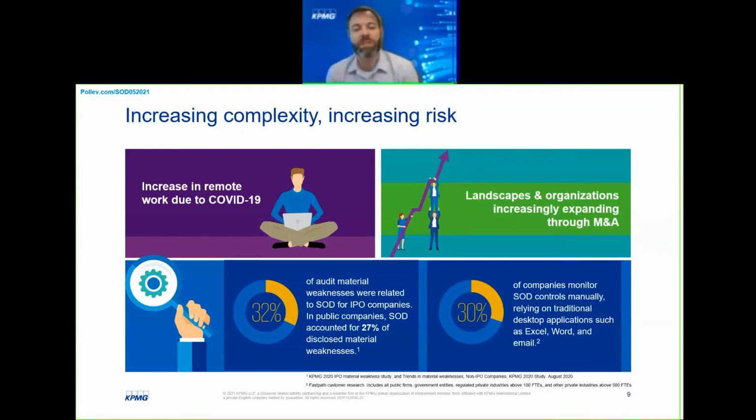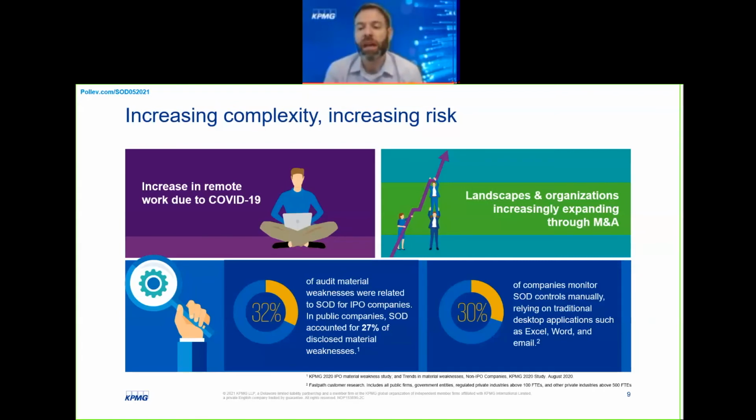KPMG does a material weakness study every year where we analyze all the material weaknesses that are disclosed in SEC filers. And what we're seeing in our most recent report was that 32% of IPO companies that had material weaknesses, those material weaknesses were related to SOD. And when we look at non-IPO companies, just all public companies in general, it's not much better. It's 27% of all MWs disclosed were related to SOD. So this is still a big problem.